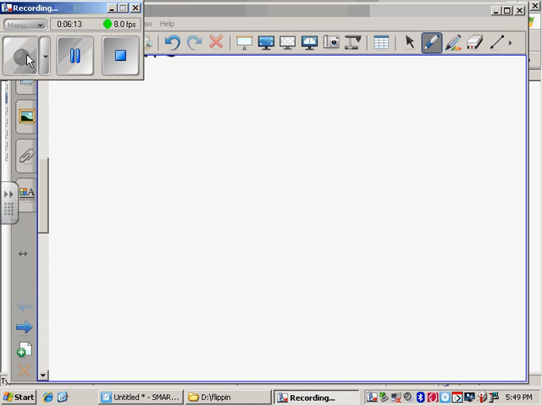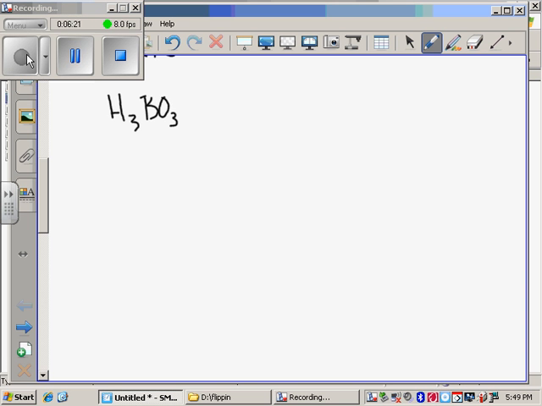Okay, let's apply these rules to a couple of examples. First of all, we'll try H3BO3. So we look at it, we think it's ionic. We start with our scale. We put a hydrogen on the left-hand side, another hydrogen on the left-hand side, and another hydrogen on the left-hand side. The 3 tells us there are 3 on the left-hand side. Then BO3 goes on the right-hand side.